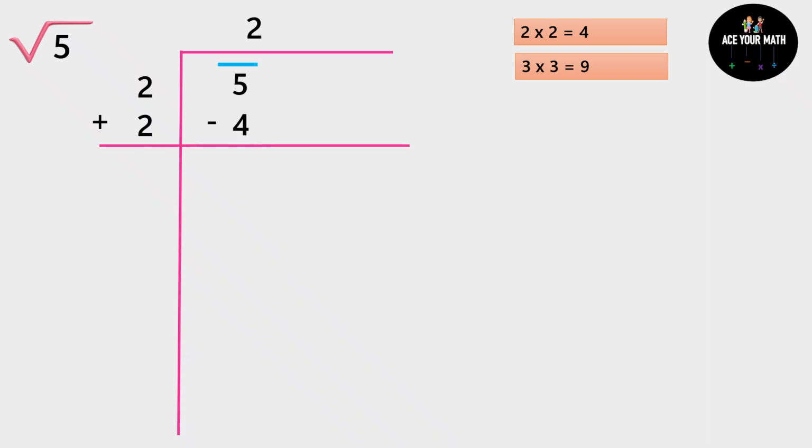And 4 you will subtract from 5. See, when we subtract 4 from 5, you get 1 as the answer. And on the left hand side, you add 2 and 2, it gives us 4. See, now there are no further groups to be solved. So how to proceed further?